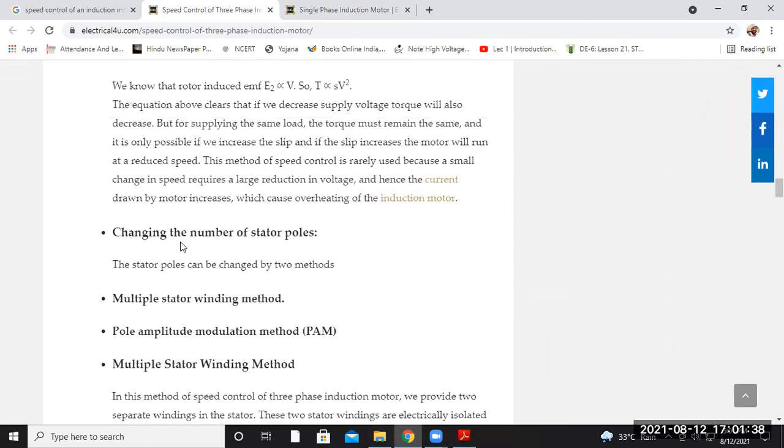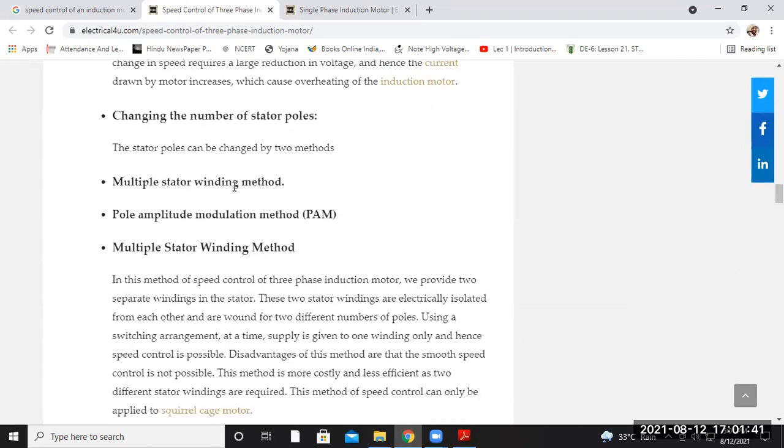Changing the number of stator poles can be done by these methods. The first one is the multiple stator winding method, and the second one is the pole amplitude modulation method, that is PAM. You just have to know these methods; you don't have to elaborate on these two methods. If we want to change the number of poles in the stator, we have these two methods: the multiple stator winding method and the pole amplitude modulation method, or PAM method.